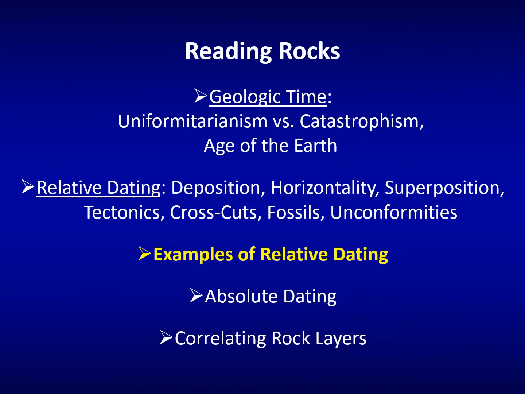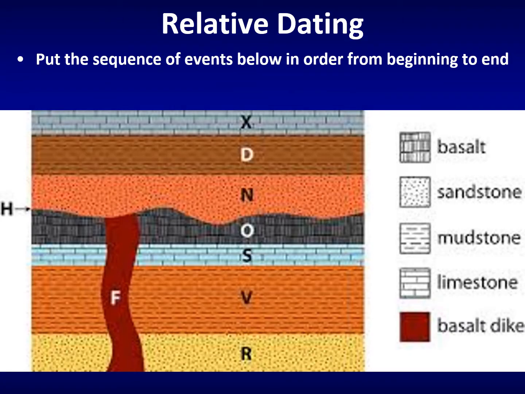Okay, so gathering all our principles together of relative dating, we're going to try to look at some rock sequences and describe which ones are the oldest and which ones are the youngest. Here we have a rock sequence. It is a series of sedimentary layers and also some igneous rocks in there. So let's take a look. The first thing we note, and remember, the superposition tells us that the oldest is on the bottom and the youngest is on the top.